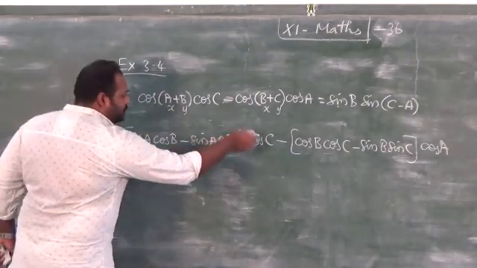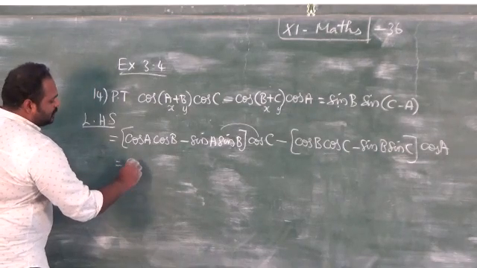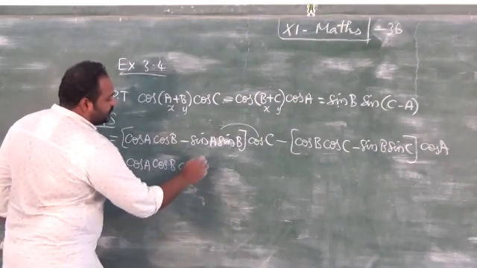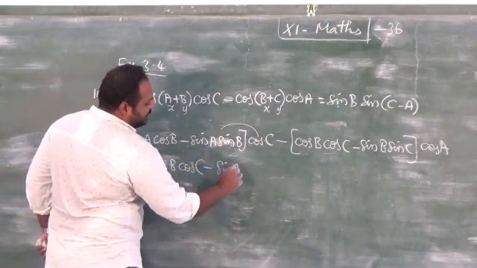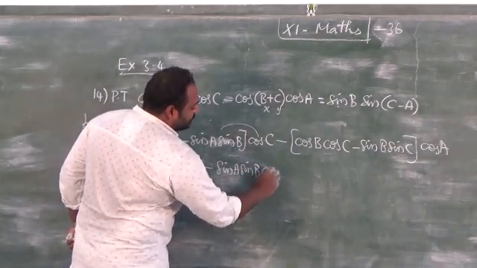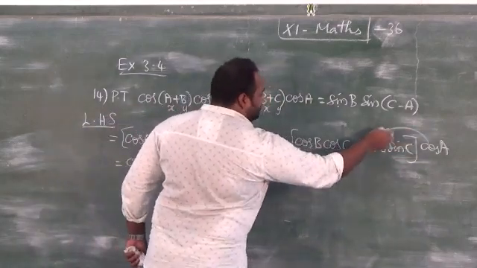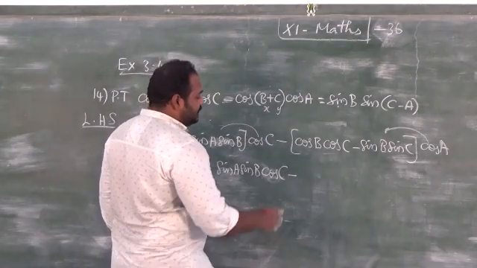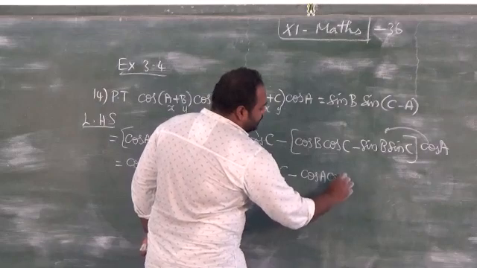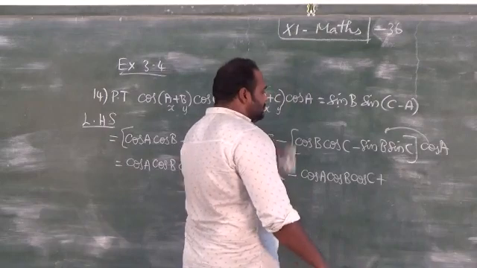Now multiply the cos C inside the bracket. What happened? Cos A cos B cos C minus sin A sin B cos C, minus. Multiply cos C inside the bracket, cos A inside the bracket: minus into cos A, cos B and cos C, minus into minus becomes plus.